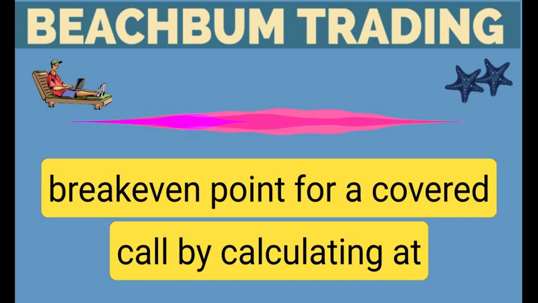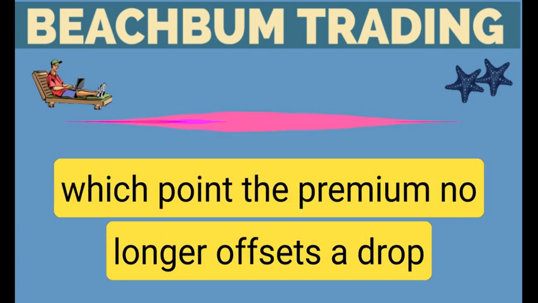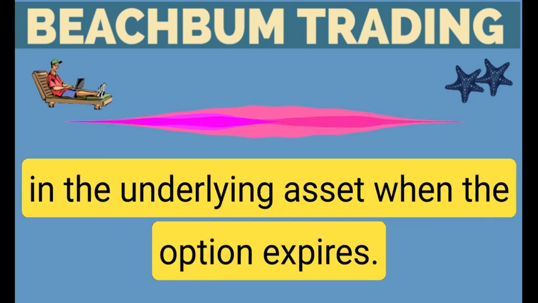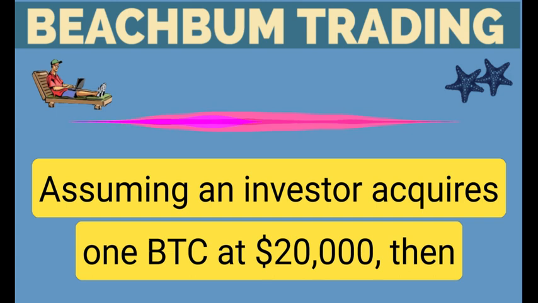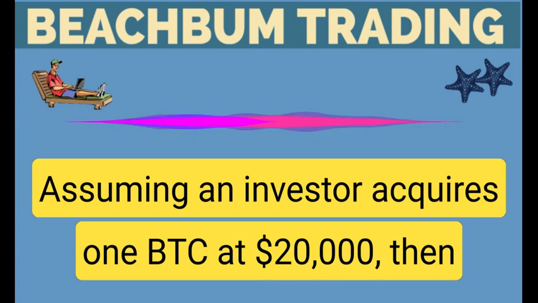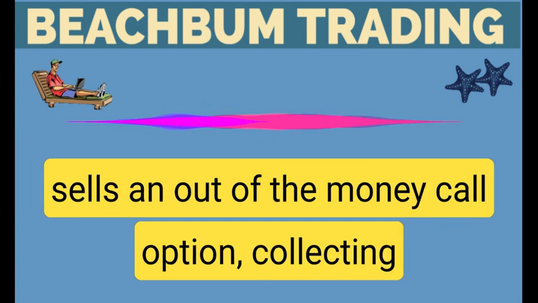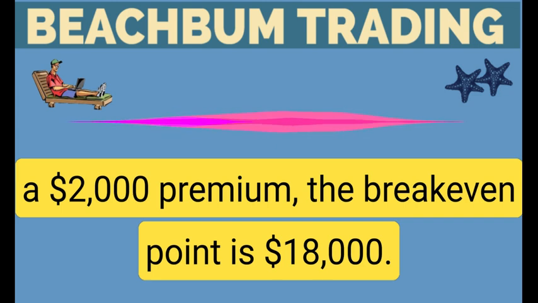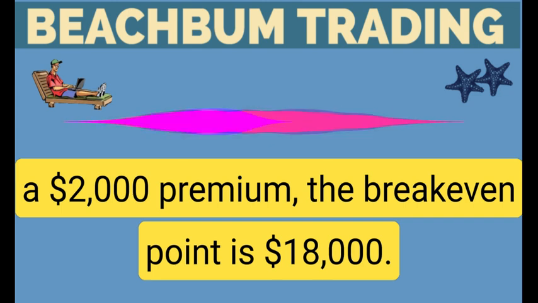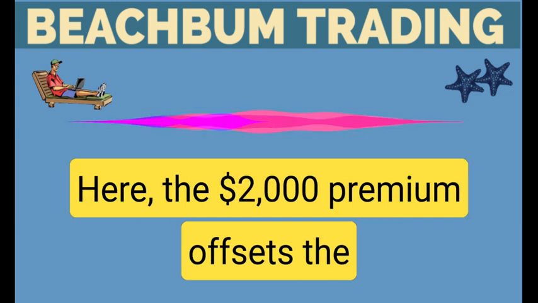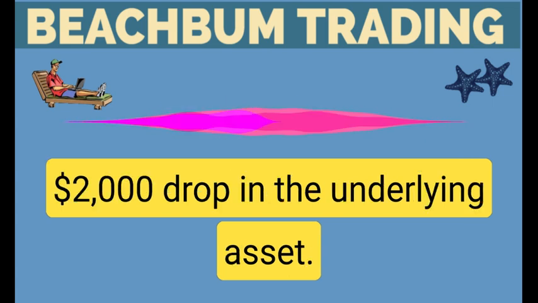We can work out the break-even point for a covered call by calculating at which point the premium no longer offsets a drop in the underlying asset when the option expires. Assuming an investor acquires one BTC at $20,000, then sells an out-of-the-money call option, collecting a $2,000 premium, the break-even point is $18,000. Here, the $2,000 premium offsets the $2,000 drop in the underlying asset.